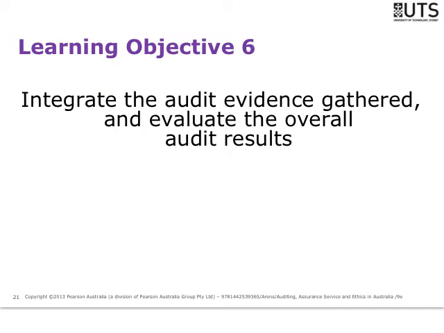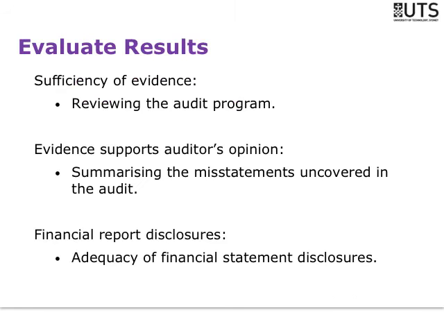Okay, learning objective 6 is to integrate the audit evidence gathered and evaluate the overall audit results. To evaluate our results, we need to make 3 assessments. The first assessment is the sufficiency of evidence. Do we believe we have enough evidence to draw an opinion? I'm going to link this into audit opinions, so if you don't quite understand what these opinions mean, don't worry because I'm about to go through them.